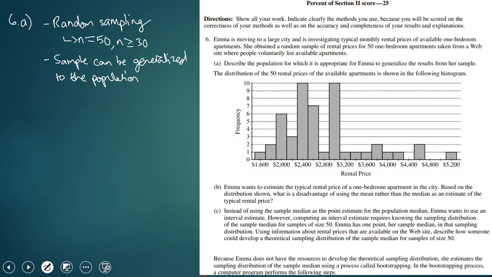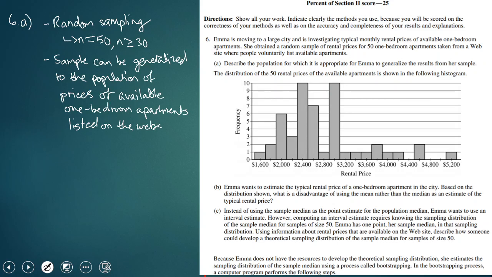So the population of prices of available one-bedroom apartments listed on the website, but it's also important to consider that apartment prices can change because you're going to a large city. So this was another small interpretation at the time of sampling.